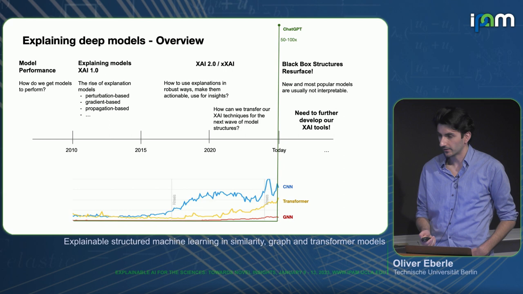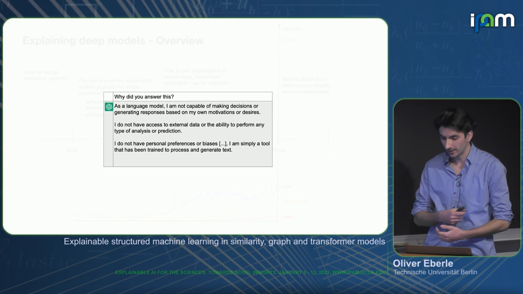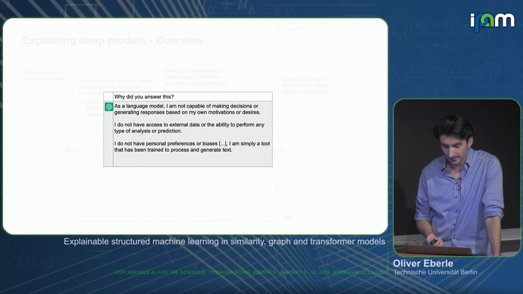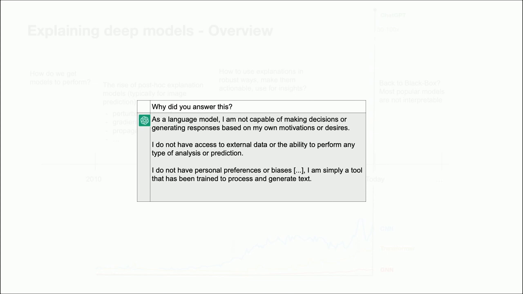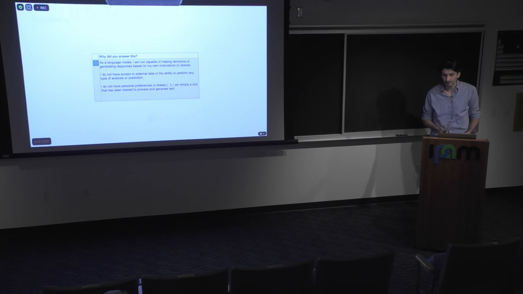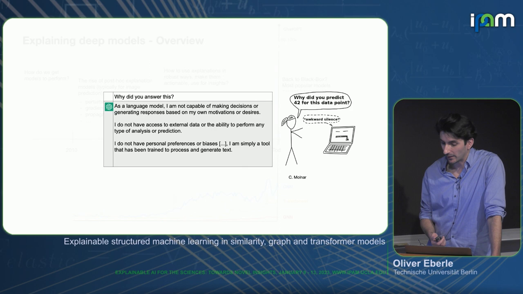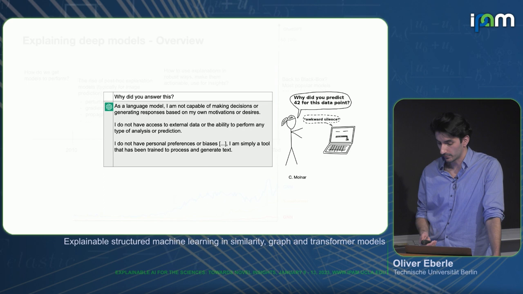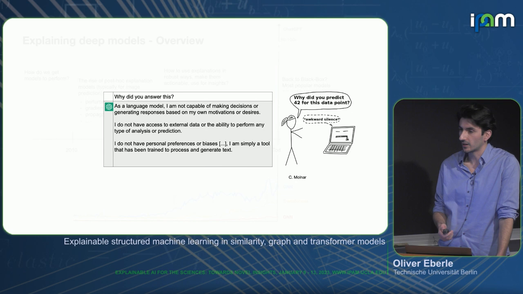Just for fun, I asked ChatGPT a few days ago why it gave me a certain answer, and unfortunately, it gives me an answer, but of course it doesn't make a lot of sense, because it says: "I'm not capable of making decisions or generating responses based on my own motivations or desires. I do not have access to external data or the ability to perform any type of analysis or prediction. And importantly, I do not have personal preferences or biases. I'm simply a tool that has been trained to process and generate text." Which of course sounds nice, but similar to what Ben Yu already presented on Monday, it's basically an awkward silence response, just with a bit of an answer that still doesn't tell you anything about the problem. So there's a lot of work to be done, and maybe the work that I will present next will contribute to this.